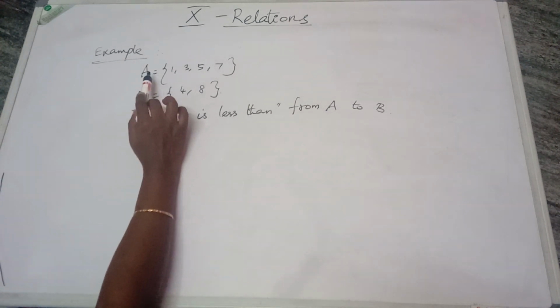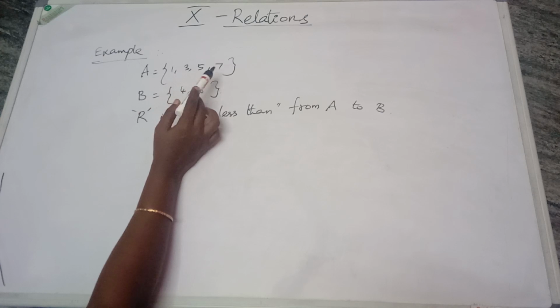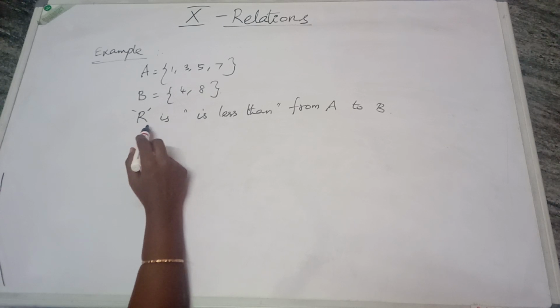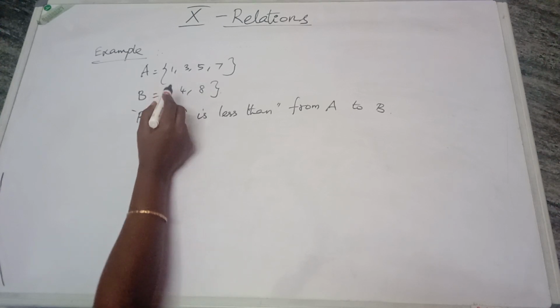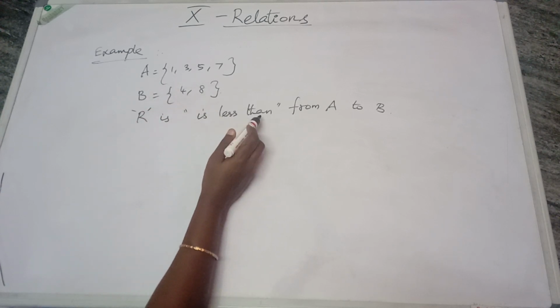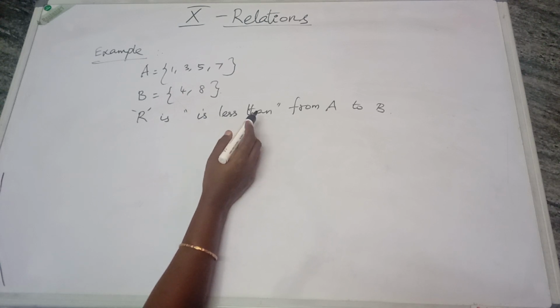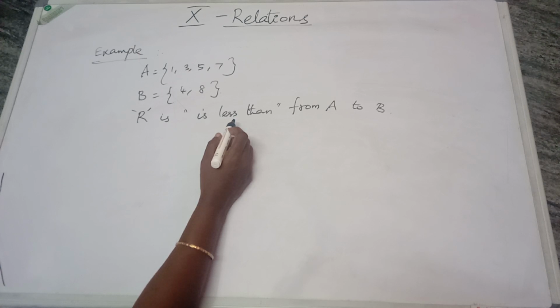We can take the set A and B. A has some elements 1, 3, 5, 7. B has 4 and 8. And then the relation R is defined from this A to B as "is less than." What is the relation defined? Is less than. So here we have to find out the relation.